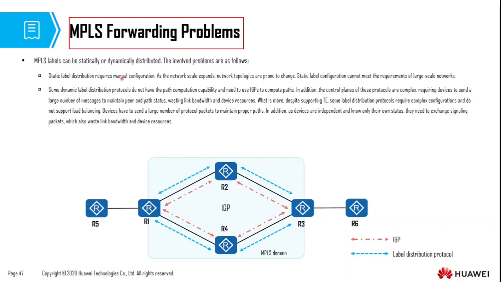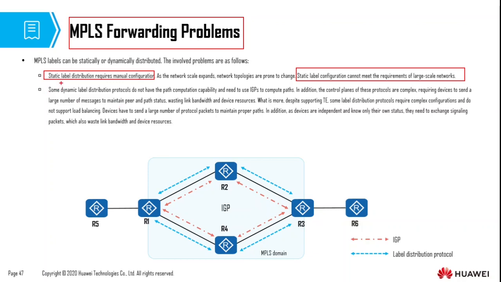Now, static label distribution requires manual configuration. So as we said, the labels that are added to those particular packets can be configured manually. That is what we call static label distribution. When we do that, as the network scale expands and network topologies are prone to change, static label configuration cannot meet the requirements of large-scale networks. So it becomes cumbersome to maintain.